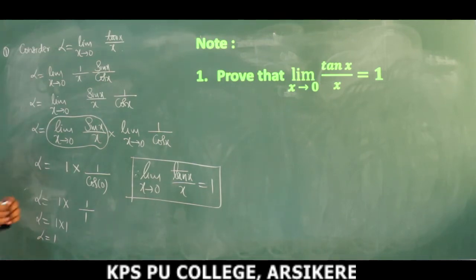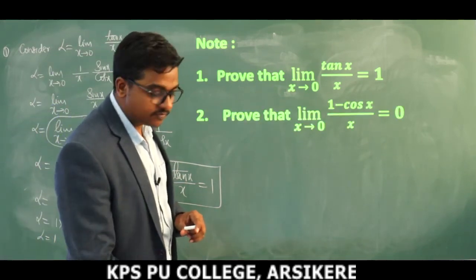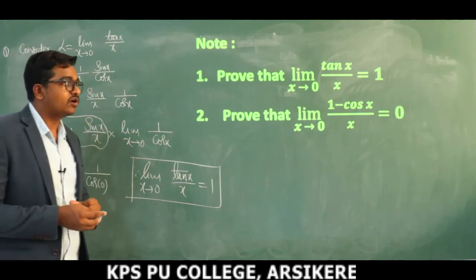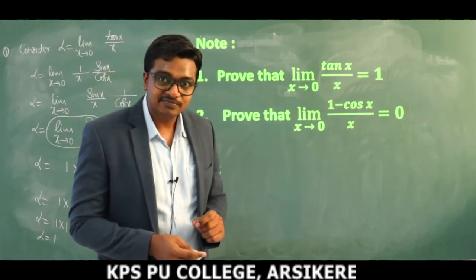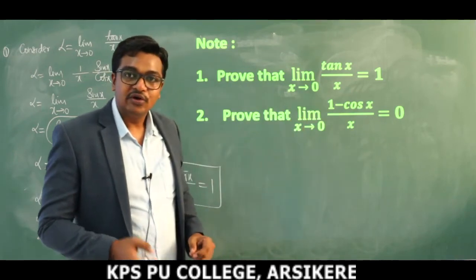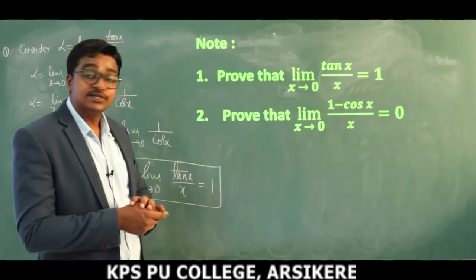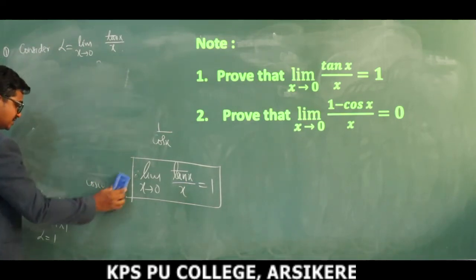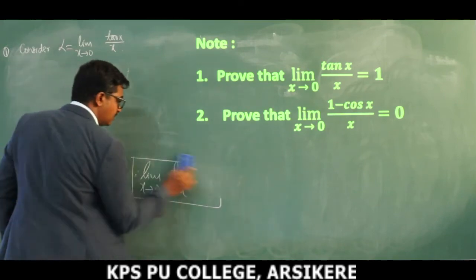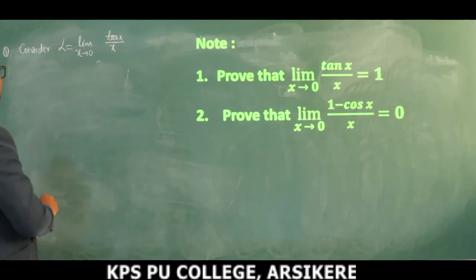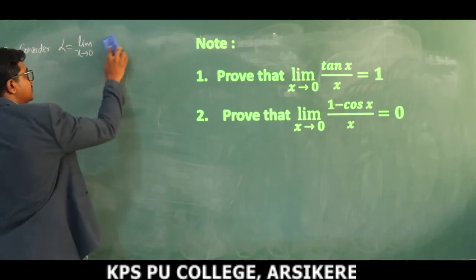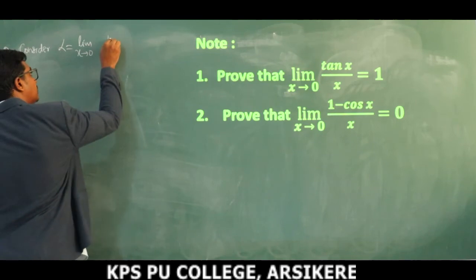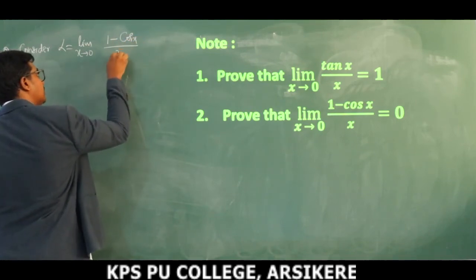Now students, we are moving to the next important result. Prove that limit x tends to 0 of 1 minus cos x divided by x is equal to what we have here? 0. The first two are 1 and the third one is 0. We will prove this one. Similarly for this one also, consider this as a limit L. Let L be equal to limit as x tends to 0 of 1 minus cos x divided by x. This is the second one.